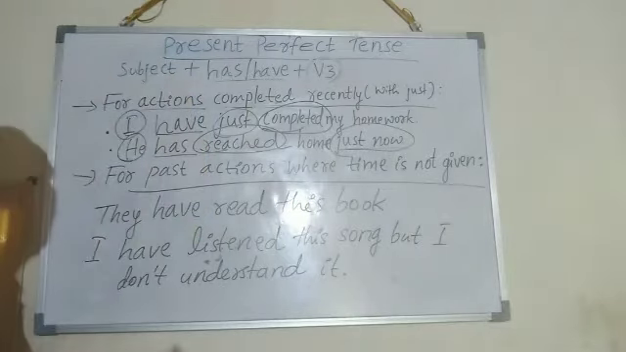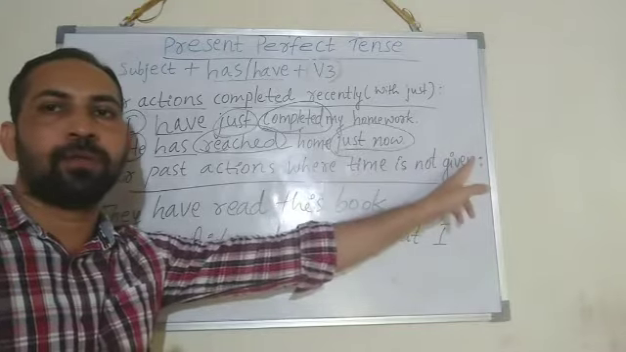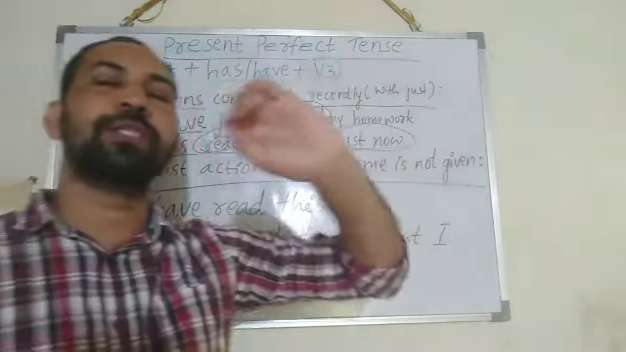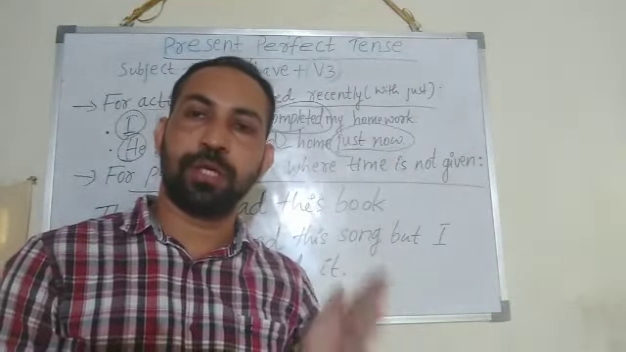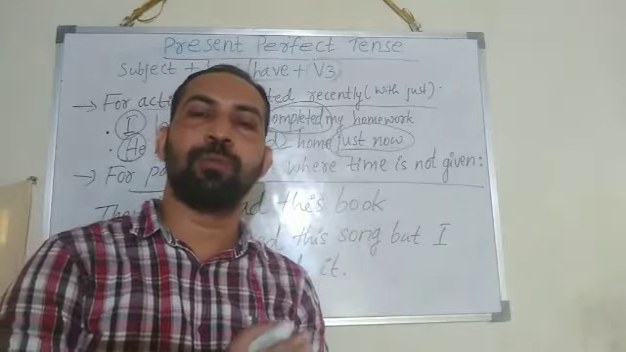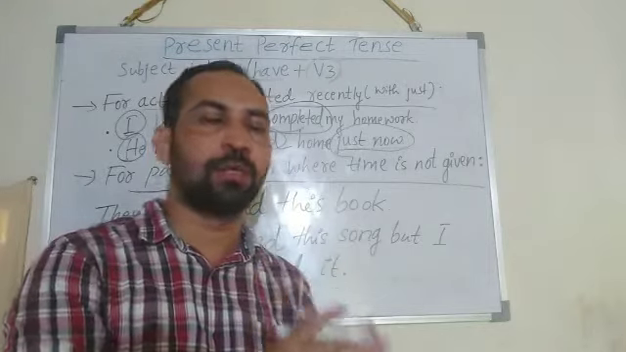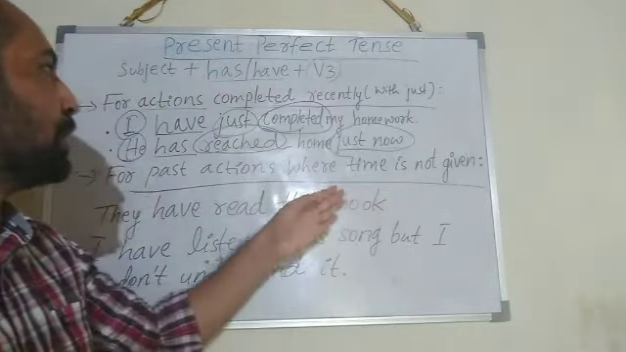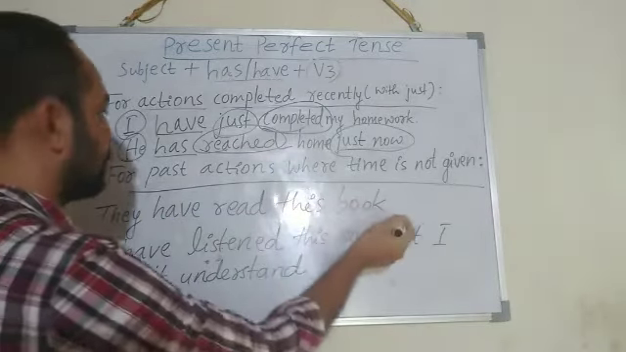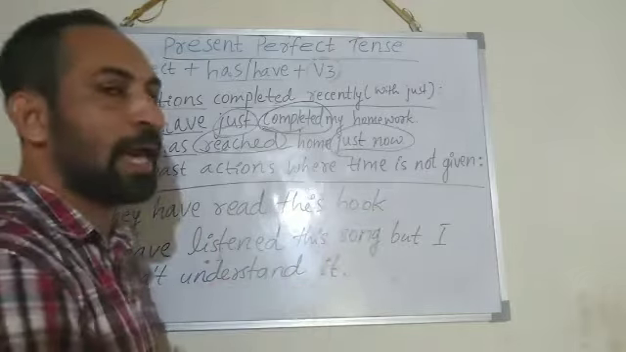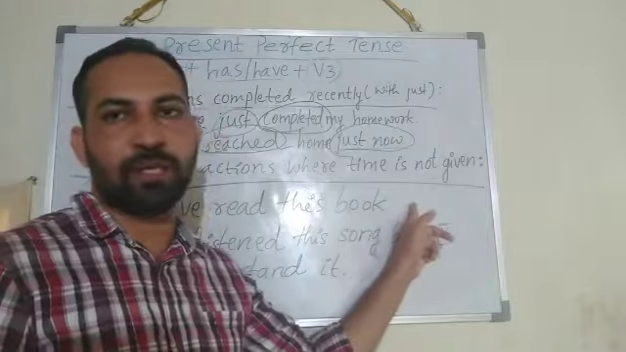Okay. Now, for past actions where time is not given. For past actions, we also use simple past tense. In simple past tense, we have to give importance to time. But in the present perfect tense, there is no need to give importance to time. For example, they have read this book. The action is completed. But when? The time is not mentioned here.